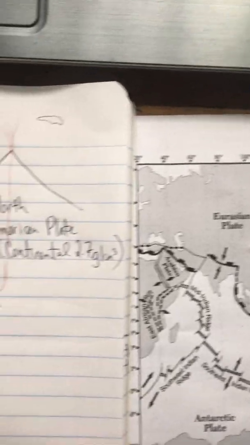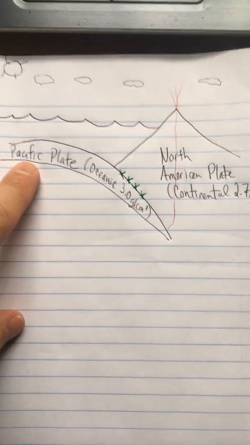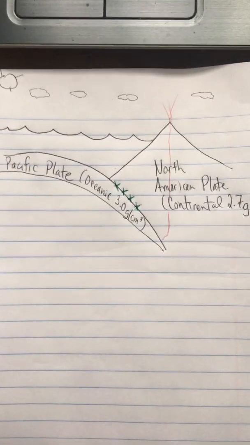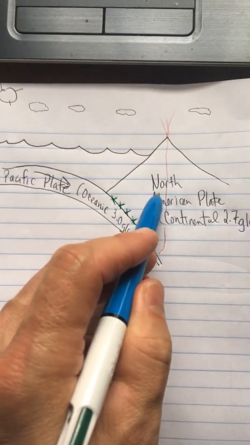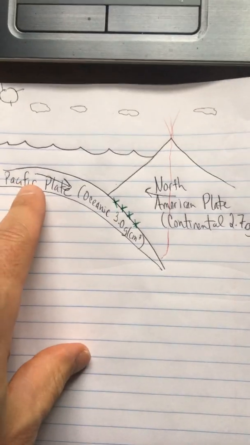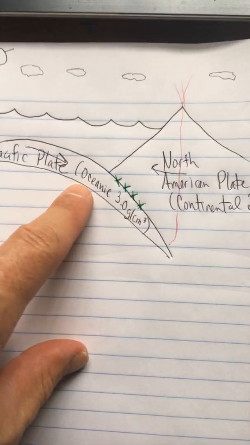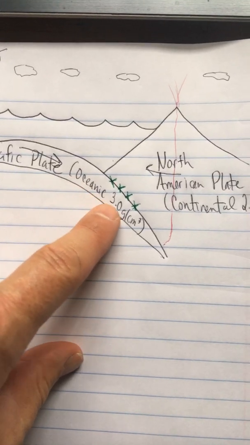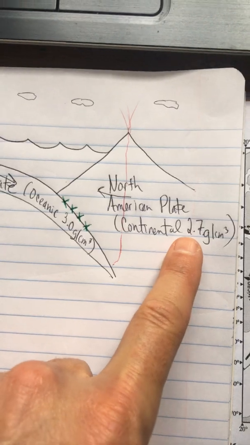Little thing I just draw out here. Okay, so if you notice, here's the Pacific Plate pushing in this direction. Here's the North American Plate pushing in this direction. And notice the Pacific Plate is subducting. When I wrote here, it's oceanic crust. It's slightly denser than this continental North American Plate with a density of 2.7.